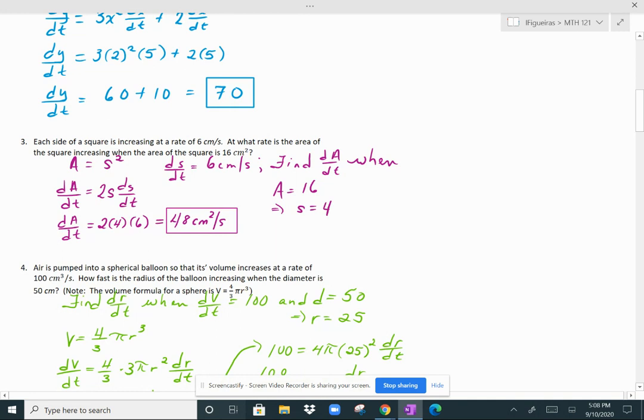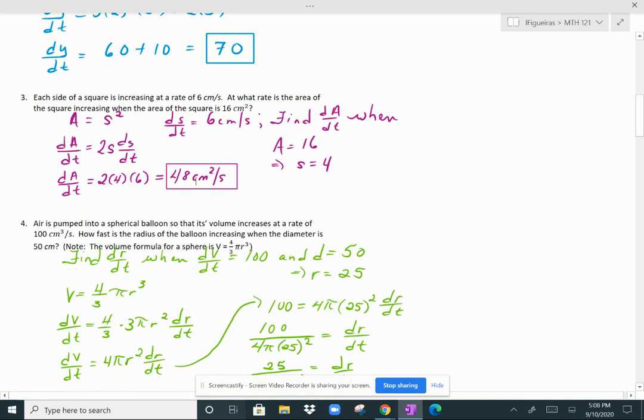Okay, here's another one. Air is being pumped into a spherical balloon, so its volume increases at a rate of 100 centimeters cubed per second. How fast is the radius of the balloon increasing when the diameter is 50 centimeters? Okay, so we're talking about a sphere. And the formula for a sphere is V equals 4/3 pi r cubed.